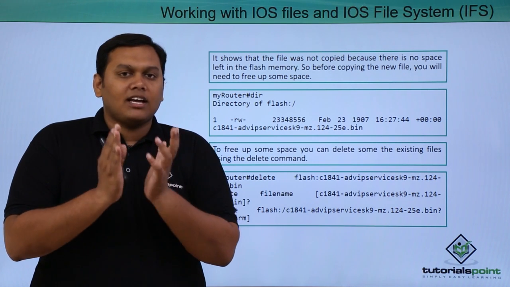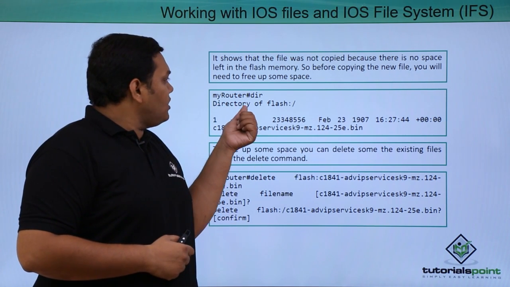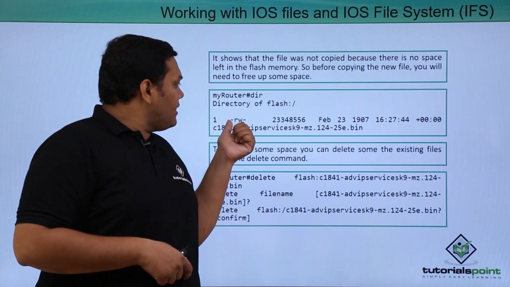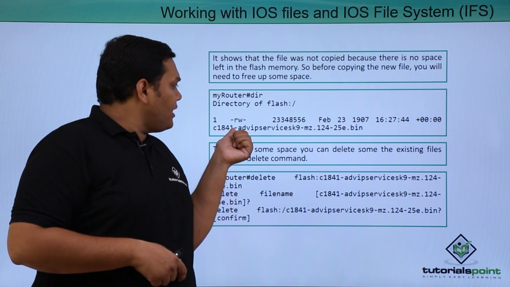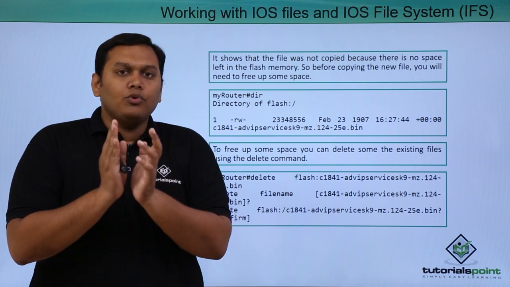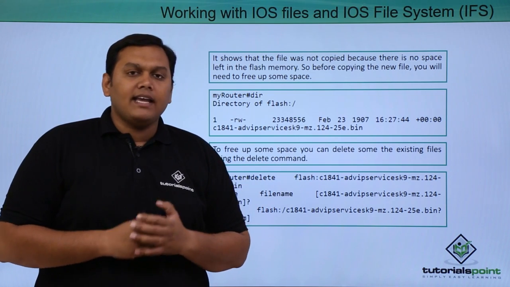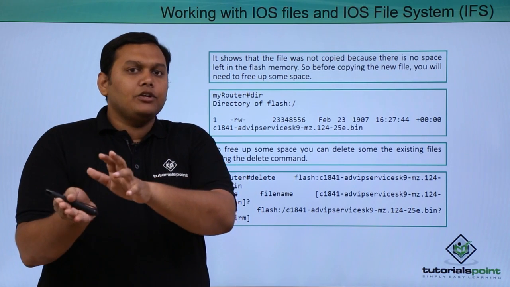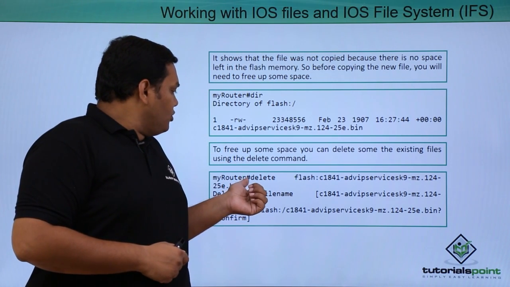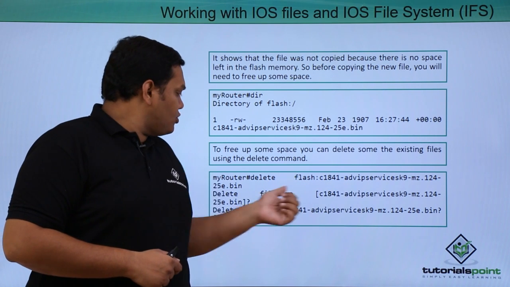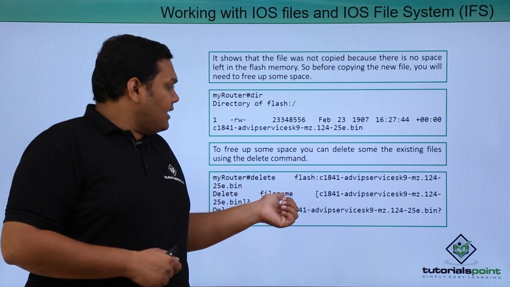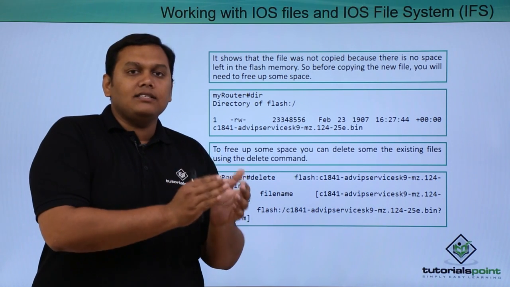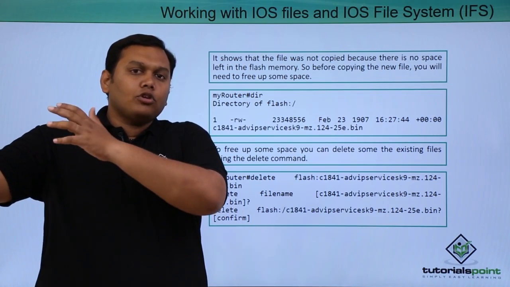What is the syntax of the command used here? You see my router dir, which is the directory of flash. You get the space, the read and write access, and also the file names here. To free up some space, you need to delete some existing files so the other file from the TFTP server can be copied into the flash memory. You use the command delete flash: and the file name, and it clearly shows that deleting the file was successful.